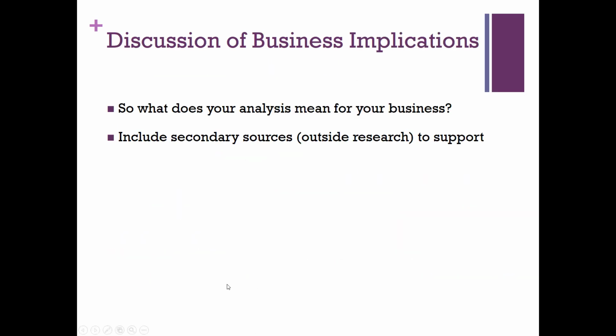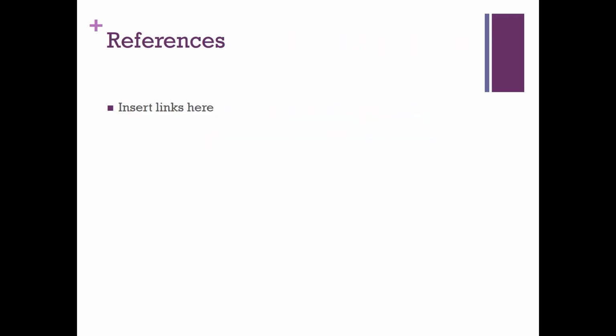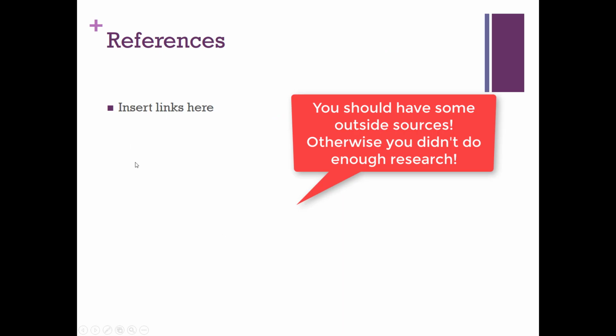Here's the slide where you'll discuss the business implications. So this is the so what of your analysis. What kinds of decisions can you make for your business? And again, include any outside research to support this. Was your data consistent with what is going on in the outside world that you found on Google? Or perhaps it's very different, and that's okay too. And then here's the last slide on references, where you'll include any of the links to any outside research that you did, like on Google.